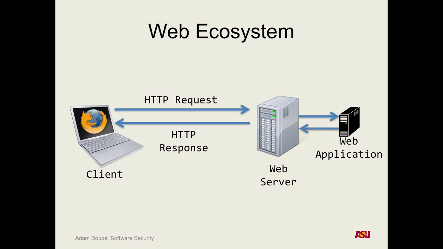So, as we saw, in the web ecosystem we have our clients, which make HTTP requests to a web server. The server passes the requests to a web application, which executes some code, fetches some things from a database, and makes an HTML response. And we've even seen that this HTTP response can include JavaScript code that gets executed in the client's browser, which can then make and fetch additional requests.